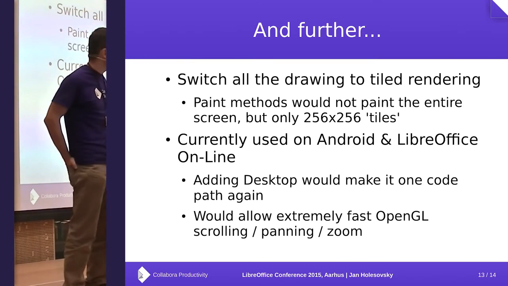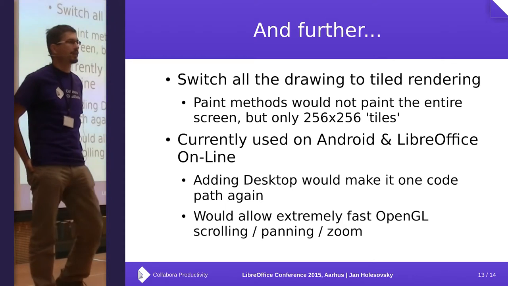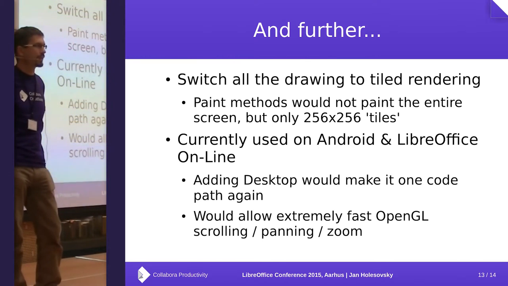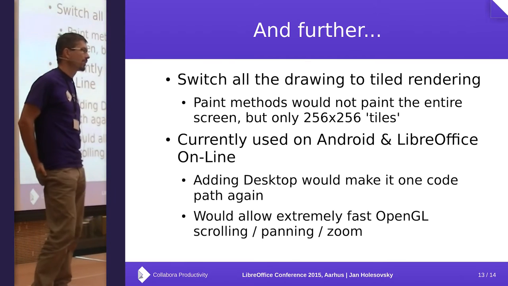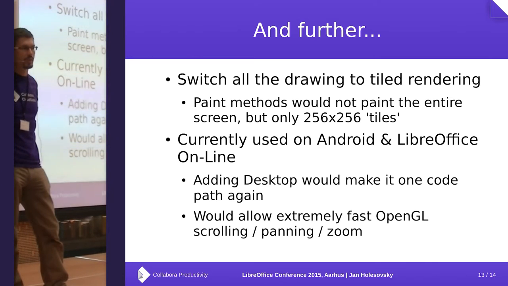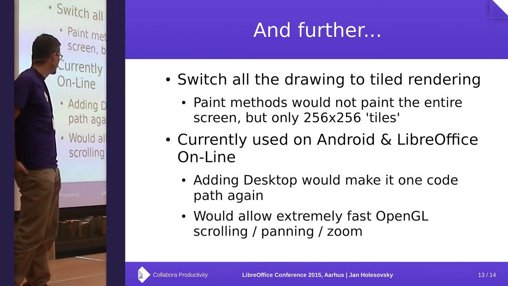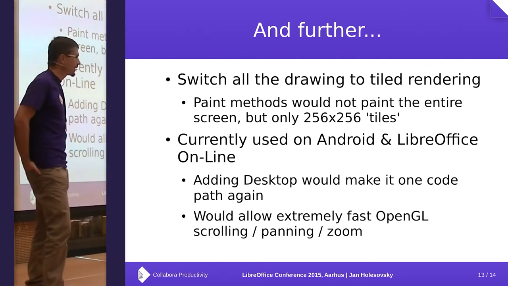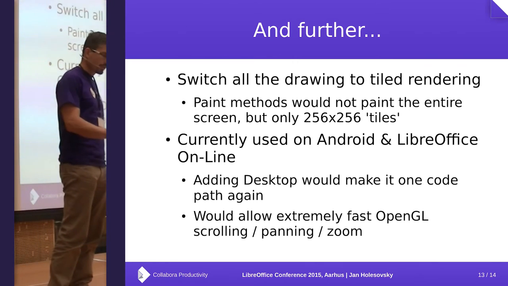Further, we are increasingly using the tiled rendering for many things. The ideal here would be to use tiled rendering not only for Android and LibreOffice Online, but to actually use it for the desktop application as well, so that there's just one code path that needs fixing and debugging. It would also allow things we are doing on LibreOffice Online, where you are able to cache more than you see on the screen, so the scrolling is extremely fast. Scrolling, panning and zoom would be much faster and nicer. But that would be the next step. I suppose it's not going to happen in the next few months. But let's see. So, that's all for me.